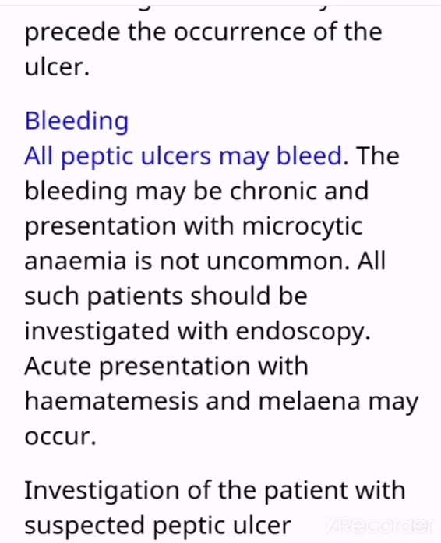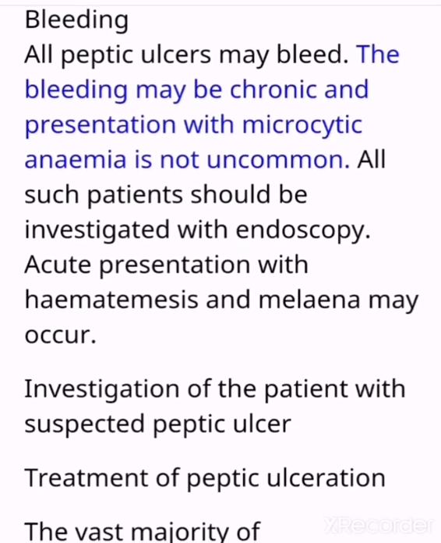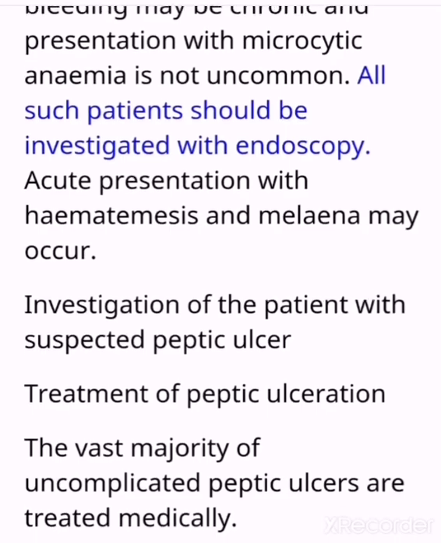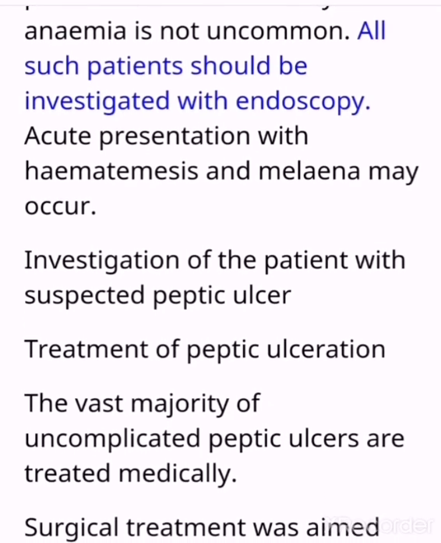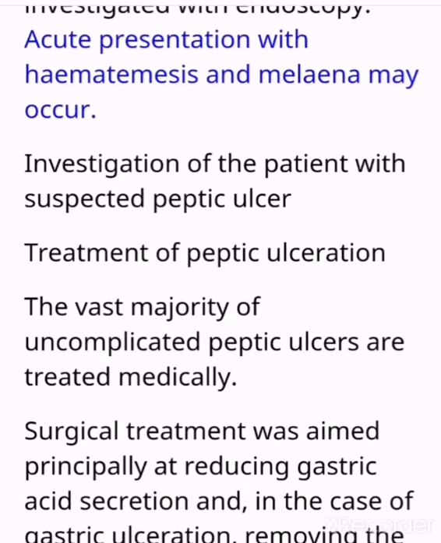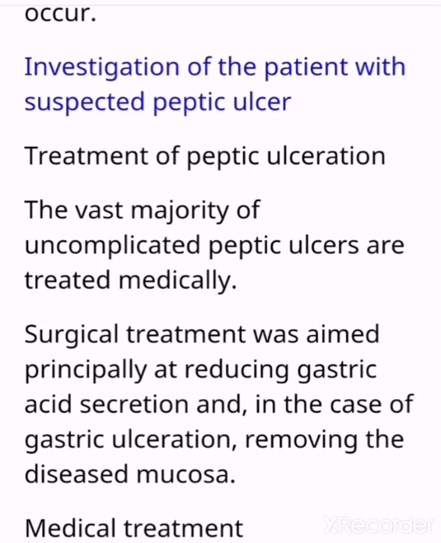Bleeding. All peptic ulcers may bleed. The bleeding may be chronic and presentation with microcytic anemia is not uncommon. All such patients should be investigated with endoscopy. Acute presentation with hematemesis and melena may occur. Investigation of the patient with suspected peptic ulcer.